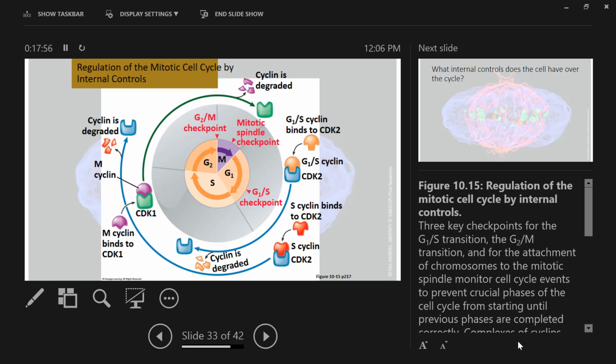So where do those cyclins come from? The cell typically makes them. Yeah, it's a good question. The cell typically makes them. They are proteins, typically, and the cell will make them in response to being told to divide.